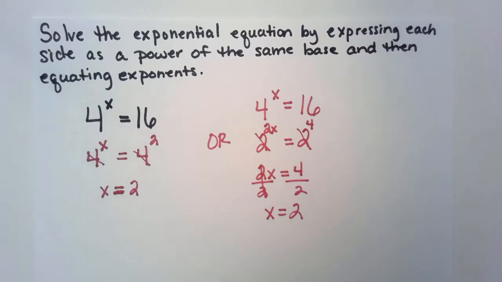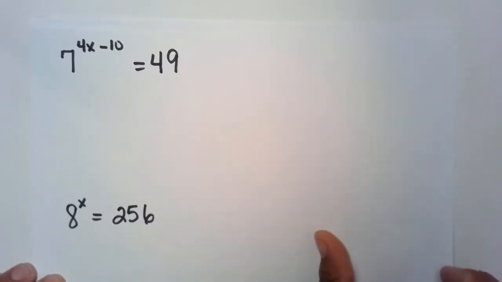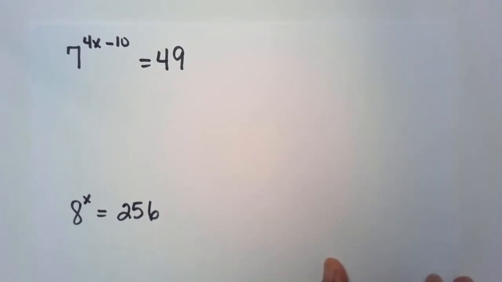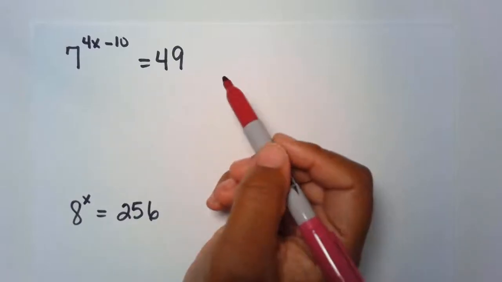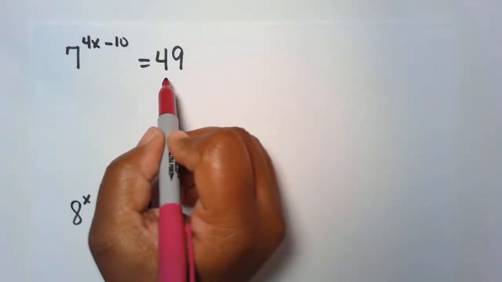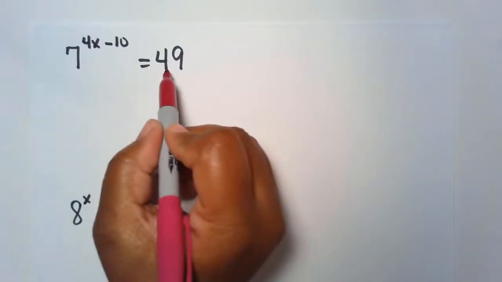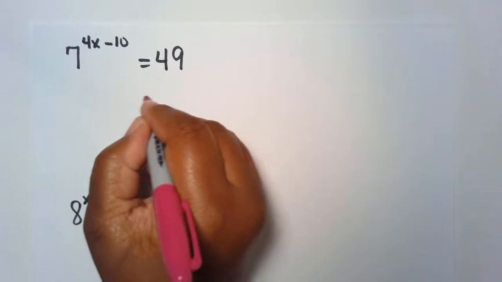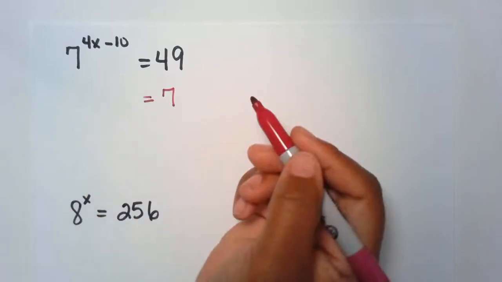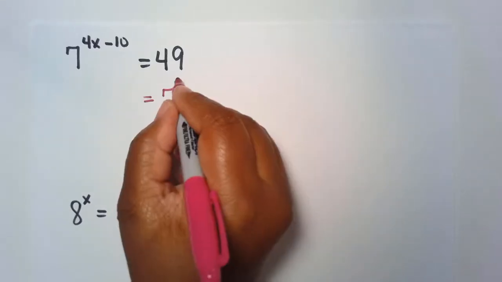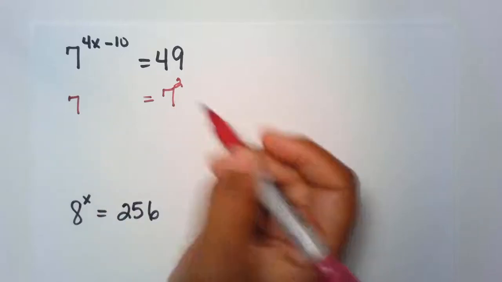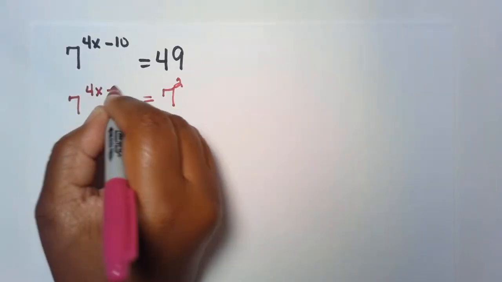All right, let's do another example. We have here 7 to the 4x minus 10 is equal to 49. So since I have a base of 7, I want to see if I can convert 49 with a base of 7. And we can. 7 to the what power would give us 49? That is 2. So we're just converting the right-hand side. The left-hand side is going to stay as is.